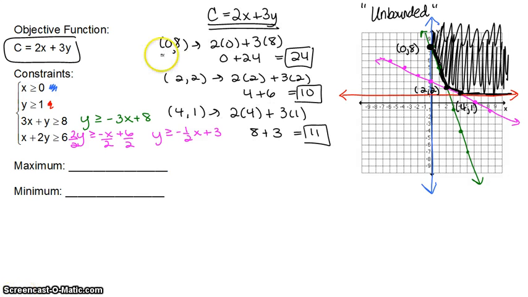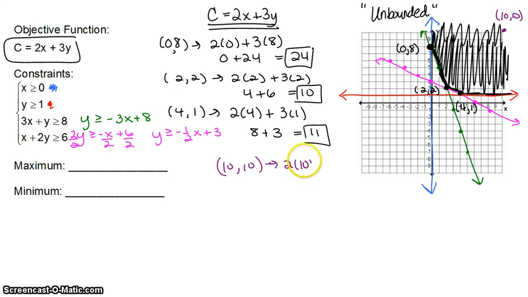All right, when you plugged in your first point of 0, 8, you should have gotten 24. For 2, 2, you should have gotten 10. And for 4, 1, you should have gotten 11. Hopefully, you did not fall into the trap I set up for you. This is an unbounded region, so you're not going to have a min and a max. You're only going to have one or the other. It looks like my unbounded region is going to continue forever going up. But just to make sure, I'm going to pick a point up there, 10, 10, and plug that in. I want to see if it's going to continue going up so that I don't have a max.